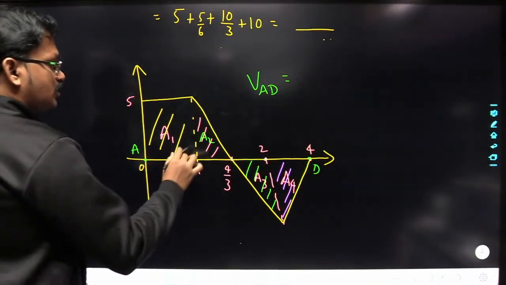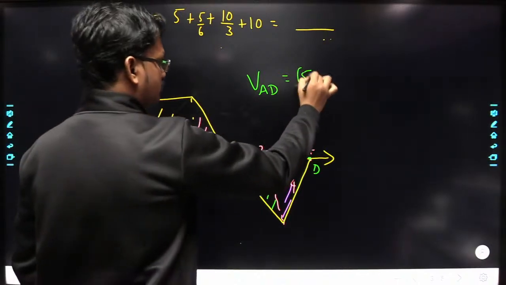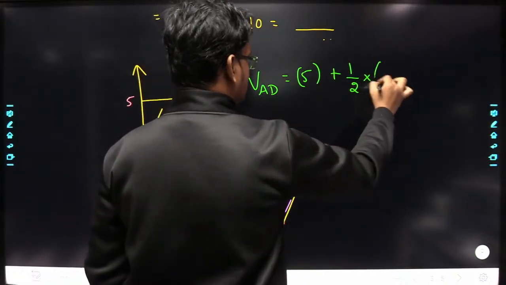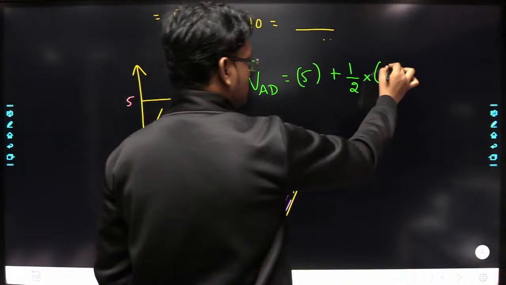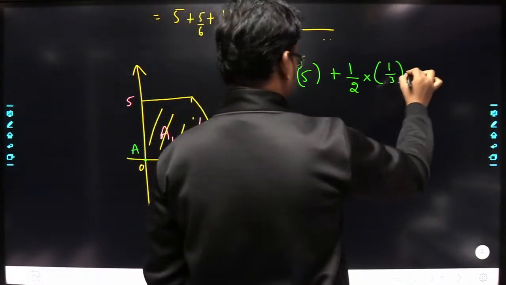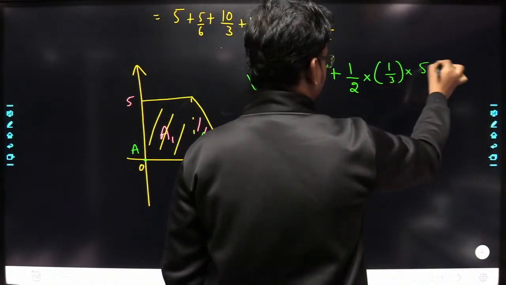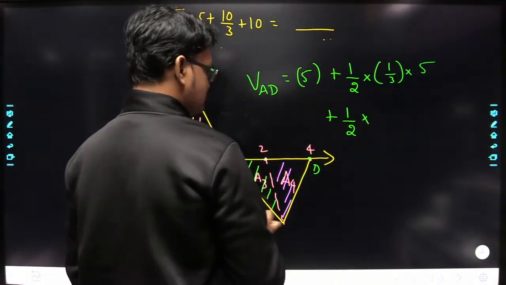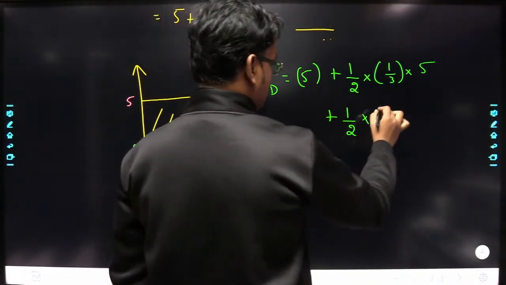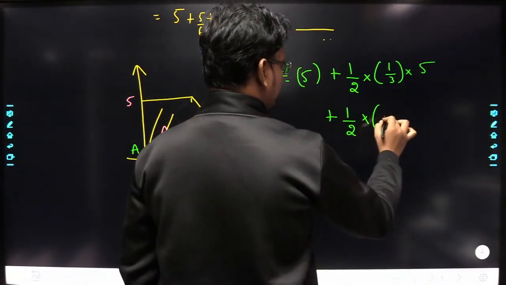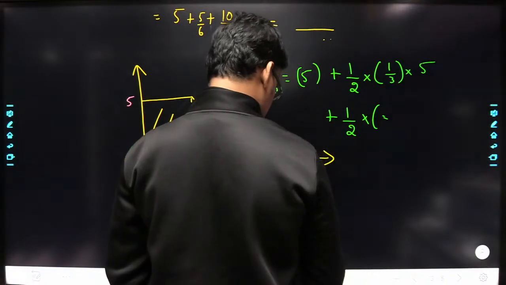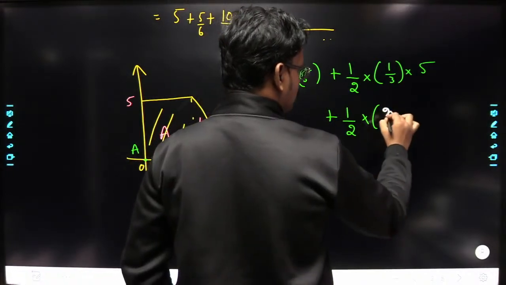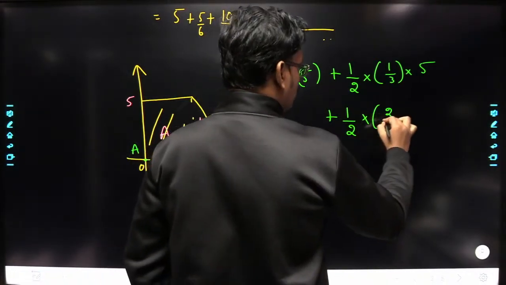So this area, what you got here, is 5 into 1, that is 5, plus this area is half into base into height, so that is 4 by 3 minus 1, is 1 by 3, into height. Height is 5. Plus area A3 is half into base into height. What is the base here? The base is 2 minus 4 by 3, that is 6 minus 4 by 3, so you will get 2 by 3 here.